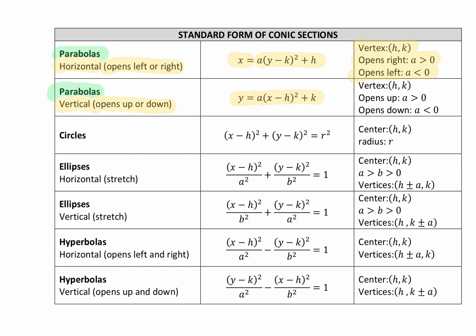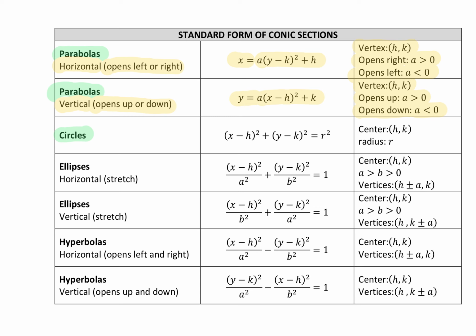So if you can write the parabola in this standard form, it's easy to identify the vertex (h, k). And if a is positive, it opens up. Negative, it opens down. The next thing we're going to look at is circles.